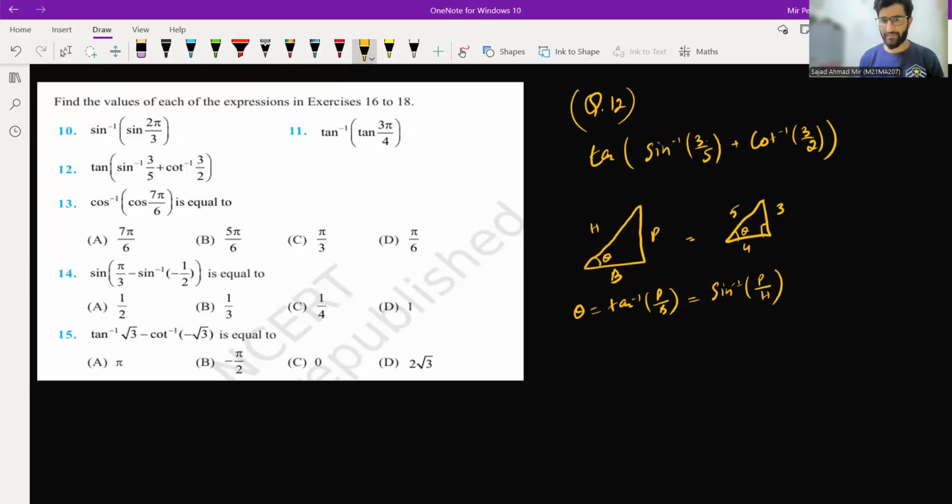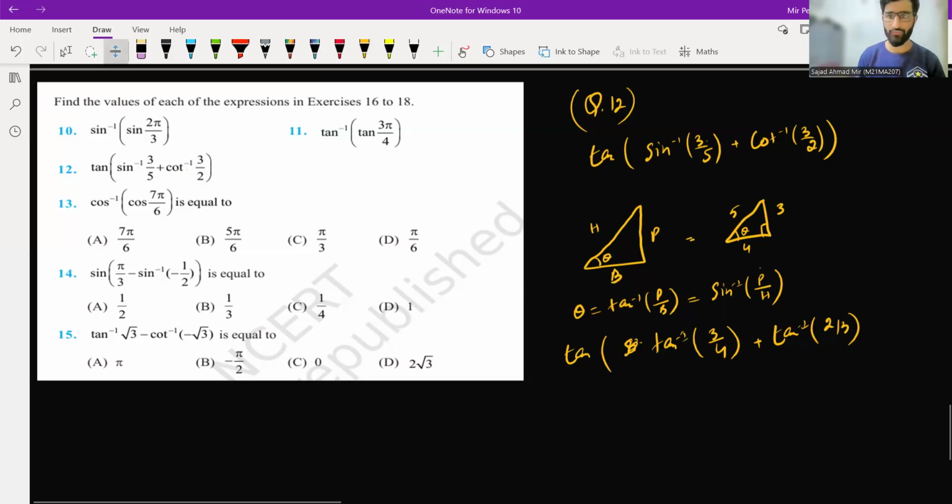So instead of sine inverse 3 by 5, I can write directly tan of tan inverse of 3 by 4 plus cot. We know that we can write cot inverse 3 by 2 as tan inverse of 2 by 3. 3 by 2 gets converted to 2 by 3 using these techniques. Now, what we can do here is apply the formula for tan inverse A plus tan inverse B.